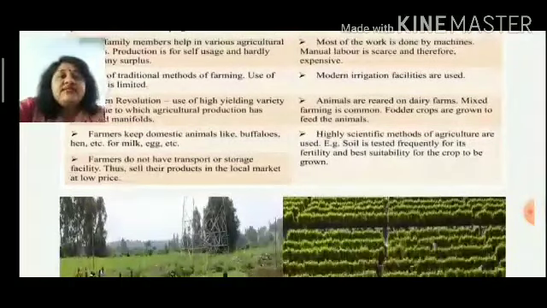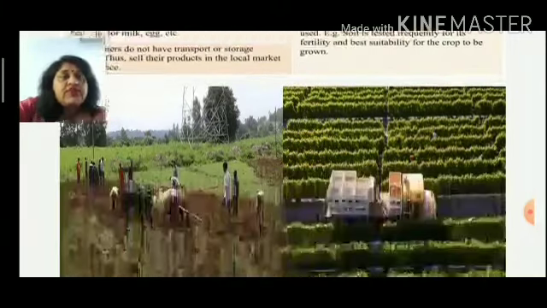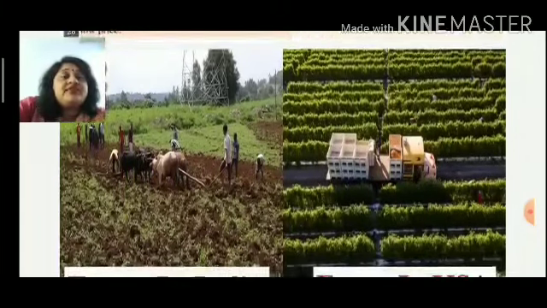Farmers keep domestic animals like buffaloes, hen, etc. for milk, egg, etc. Now, here in USA, highly scientific methods of agriculture are used. Example, soil is tested frequently for its fertility and best suitability for the crop to be grown. You can see in the picture, you can see the difference in the quality of crops. You can see the style, you can see the designing.